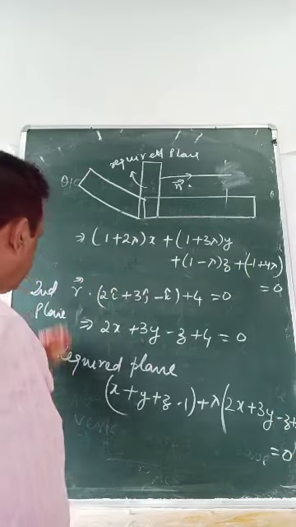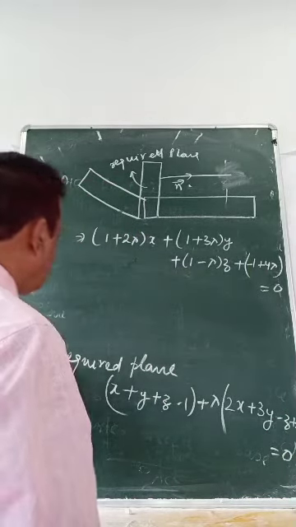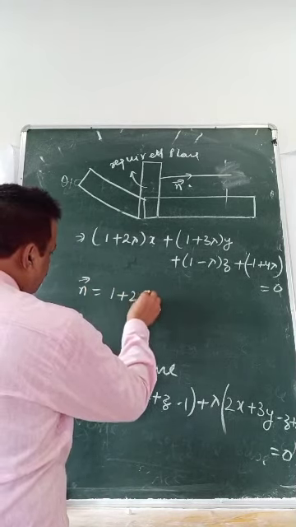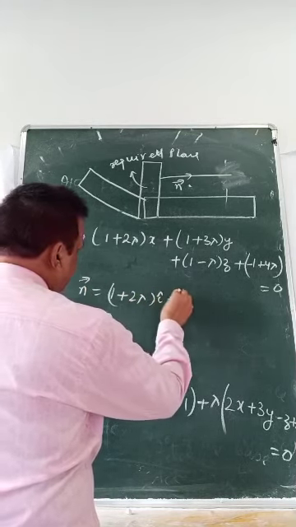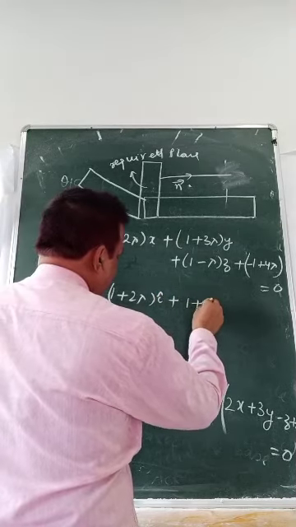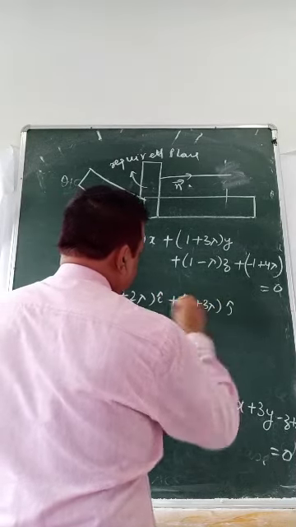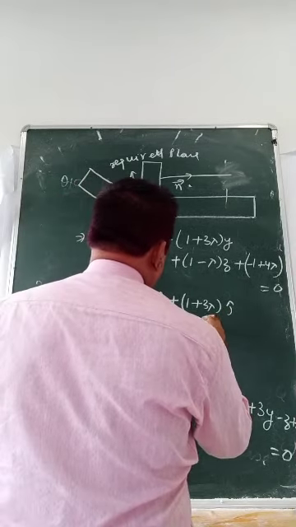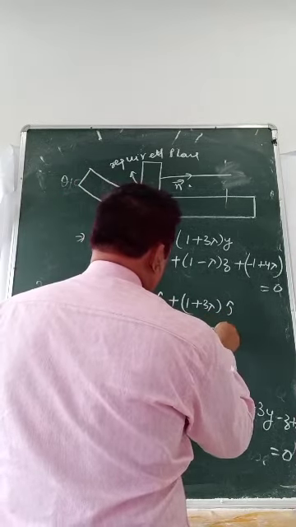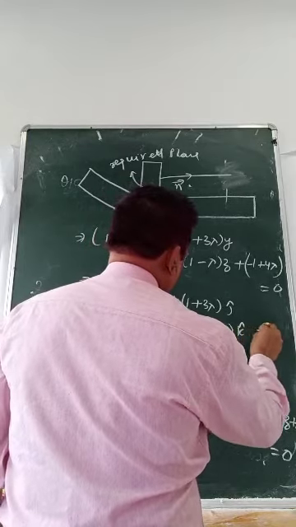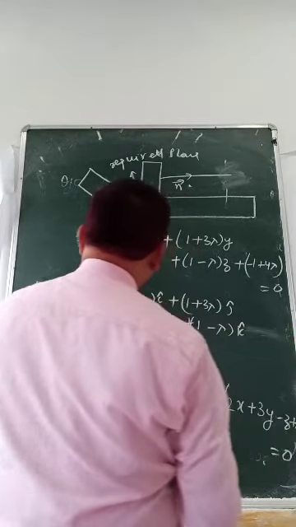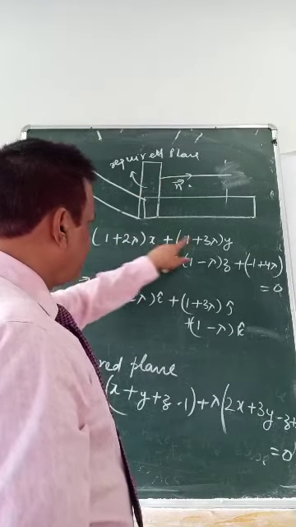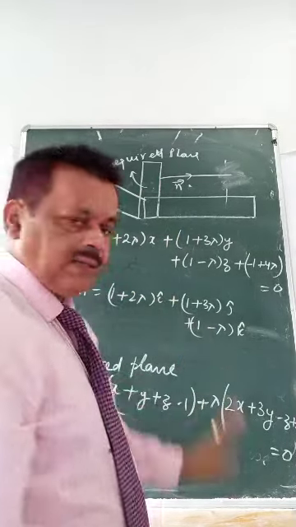So what is the normal here? Therefore n equals (1 plus 2 lambda) i plus (1 plus 3 lambda) j plus (1 minus lambda) k. This normal is a i plus b j plus c k.